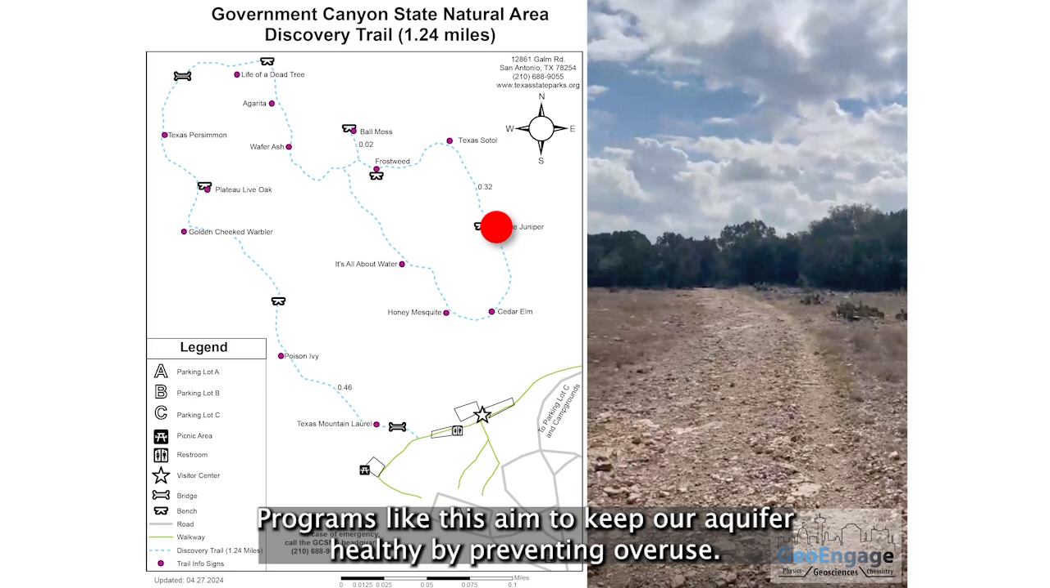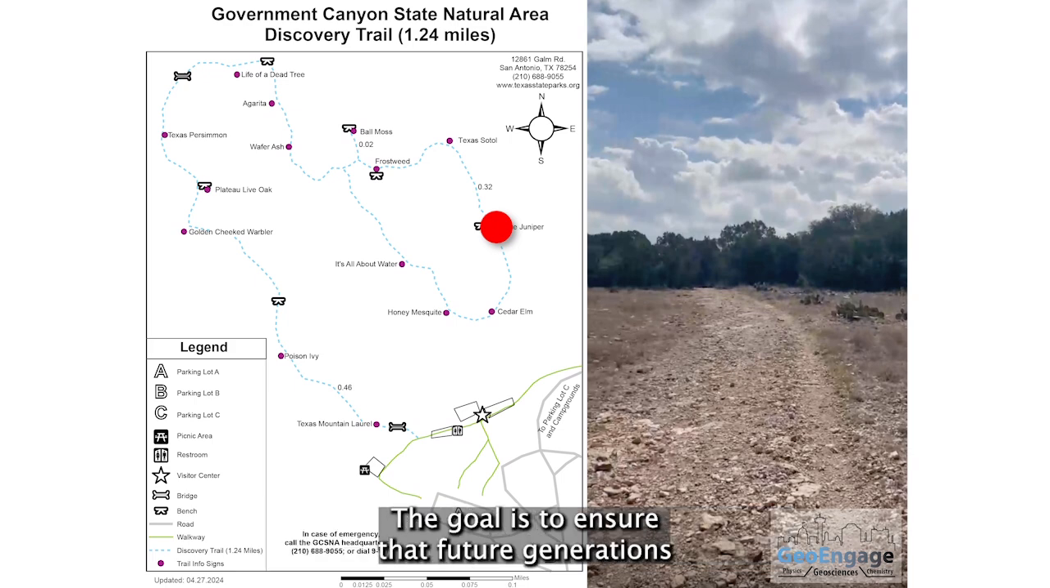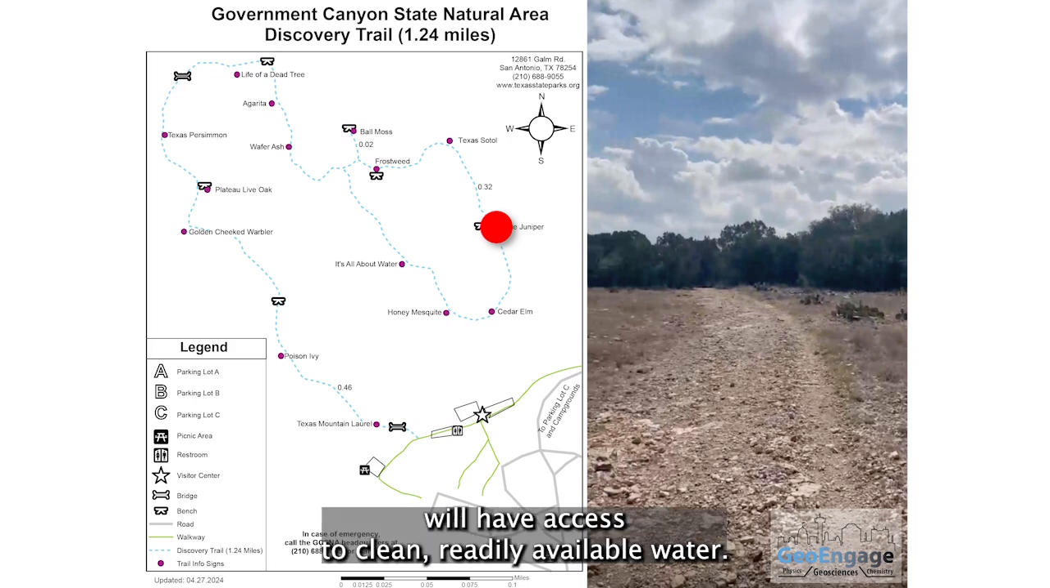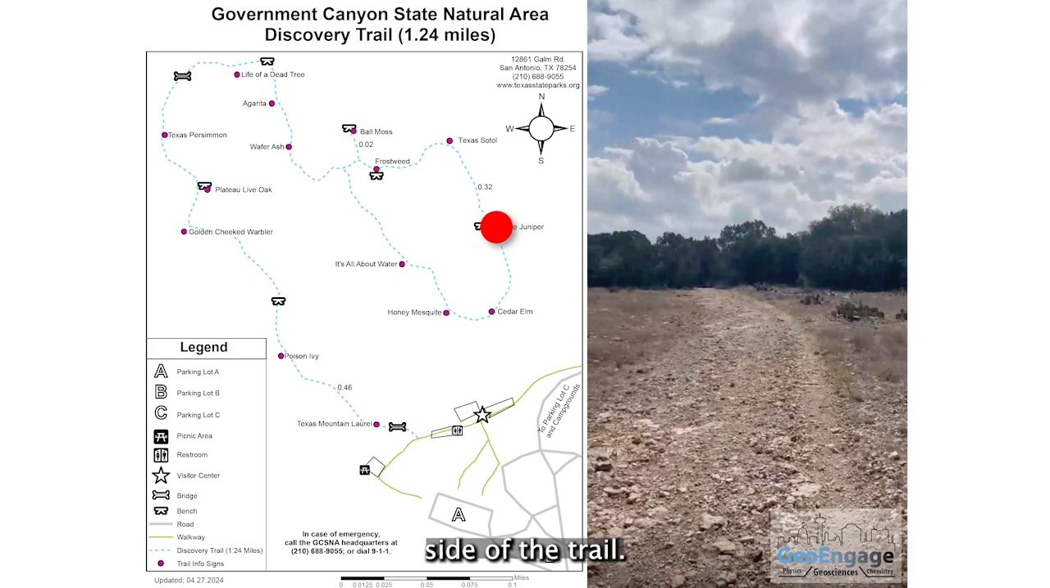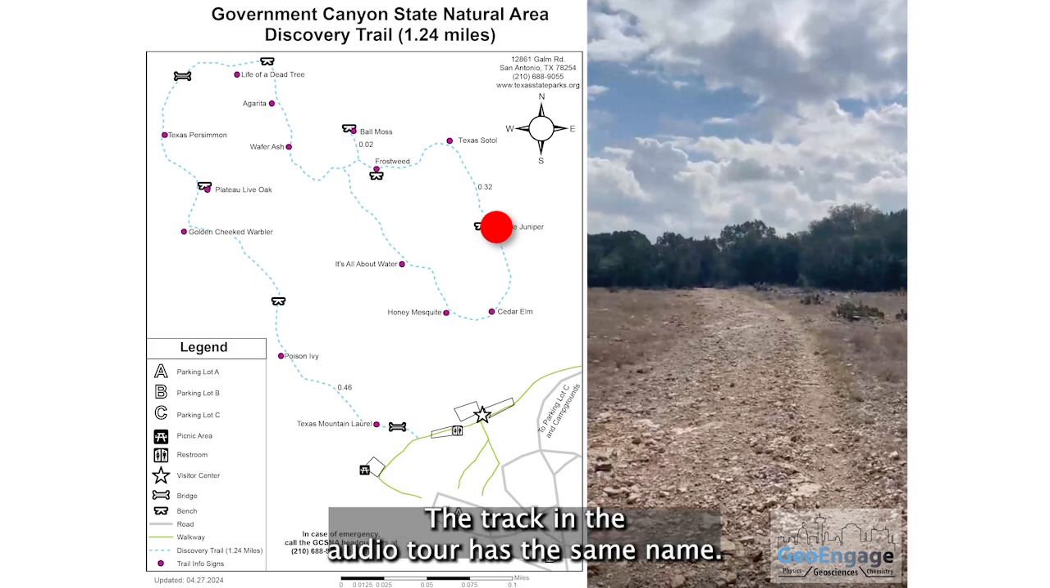Programs like this aim to keep our aquifer healthy by preventing overuse. The goal is to ensure that future generations will have access to clean, readily available water. Your next stop is at the prickly pear cactus marker on the right side of the trail. The track in the Audiotour has the same name.